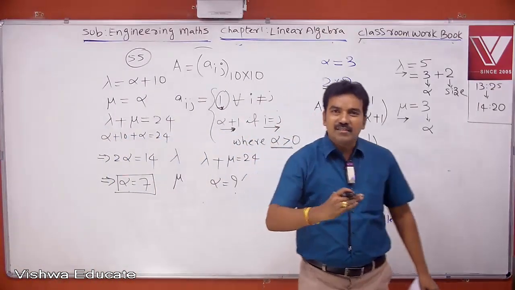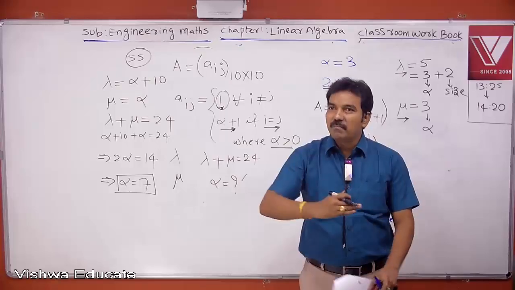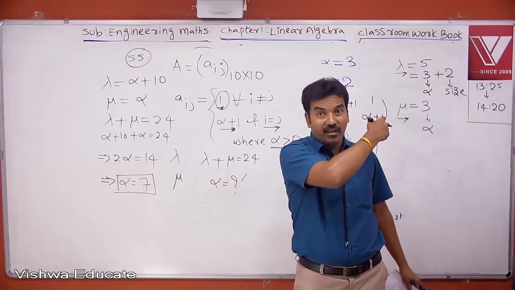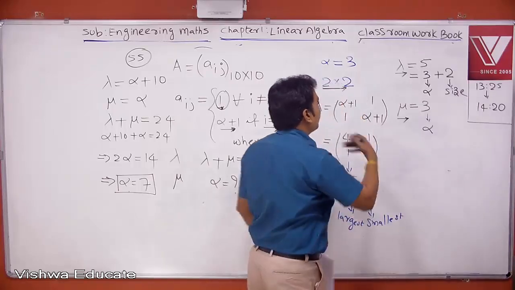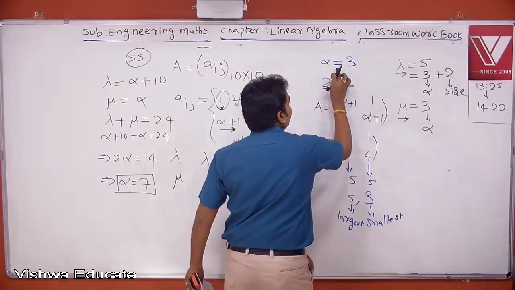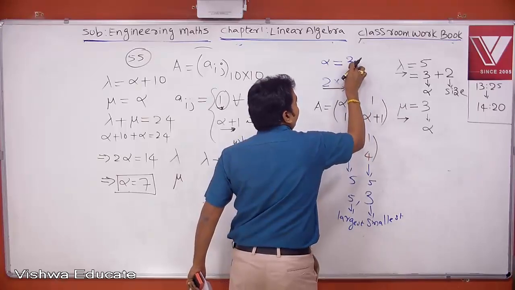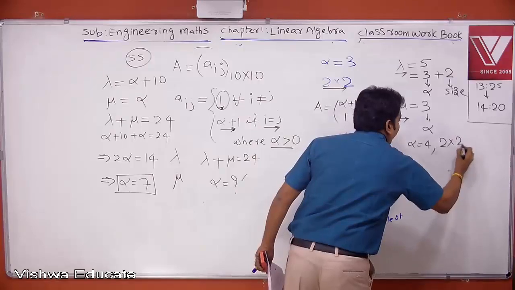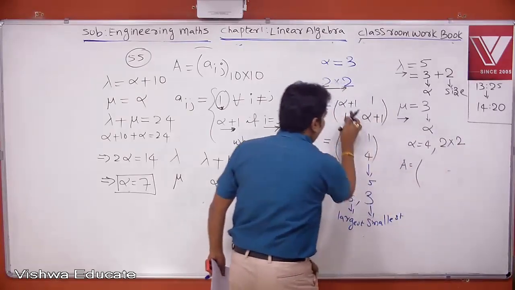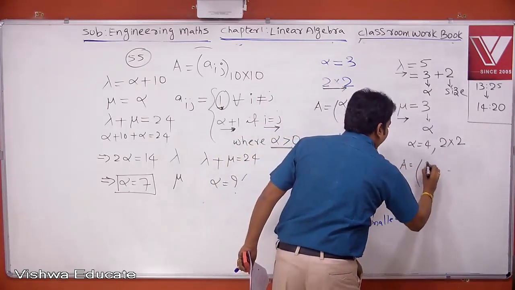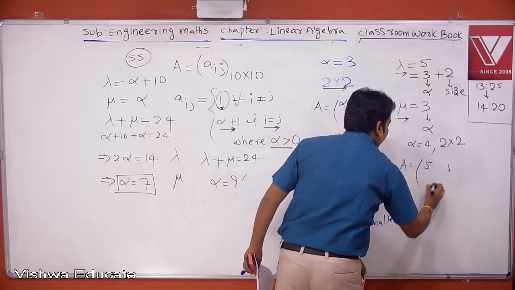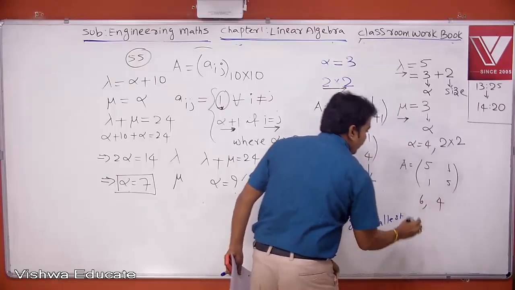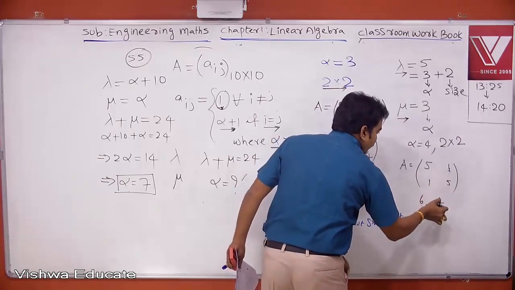If you still have some queries, just try a 3 by 3 or 2 by 2 example by taking different alpha values. Then you can easily get the answer. If it is not clear till now, just take different values. Take alpha equal to, for example, 4, and the matrix of size 2 by 2. Then my matrix has diagonal alpha plus 1, so this is 5, and the off-diagonals are 1. This is 1, 5.